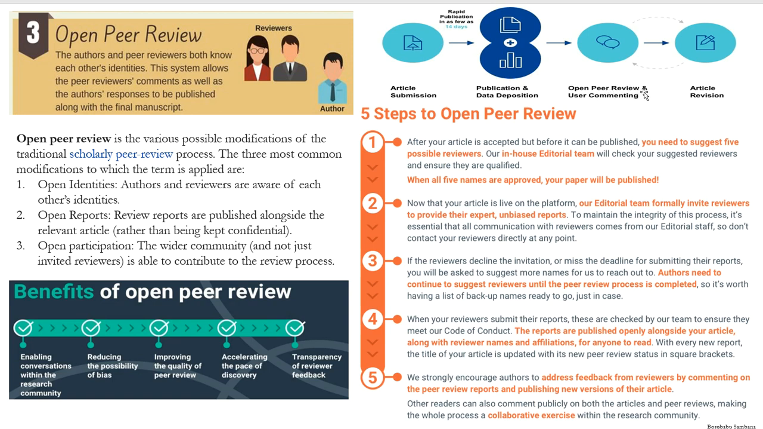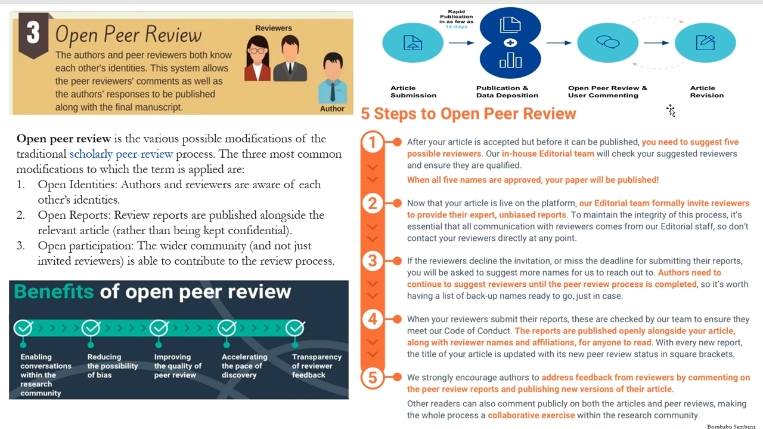Anyone can participate based on their factor: open entities, open reports and open participation. And finally, if their article is suitable for publication based on reviews, then it comes under article revision. If the article revision also gives a positive output, then finally the system accepts it. Then, based on the 5 steps of the peer review process, the entire system will work.